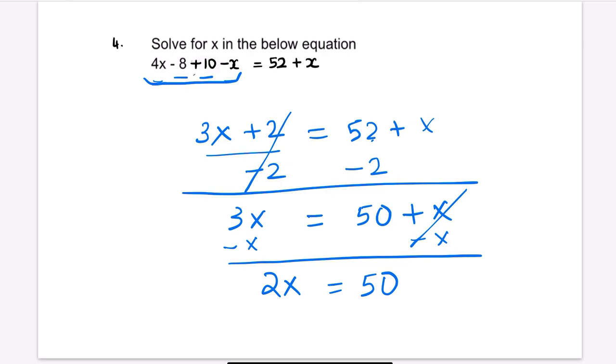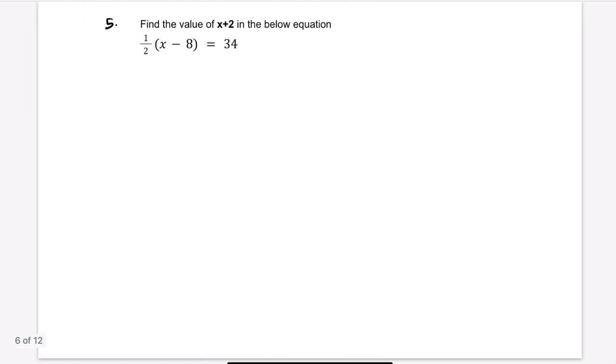And the question is asking us to find x, which means divide both sides by 2. 2 over 2 gets cancelled on the left side. We are left with x is equal to 50 over 2, which is 25. That's the answer for this problem. All right. Okay, so let's move on to the next problem.